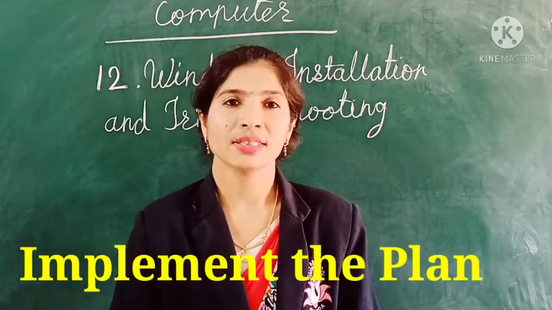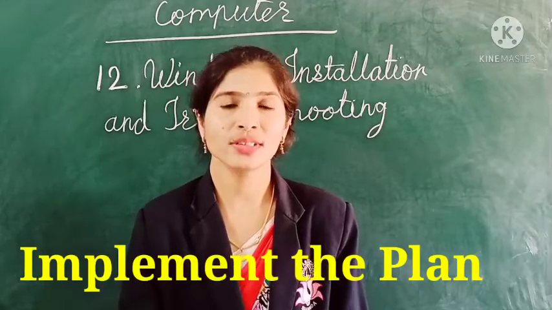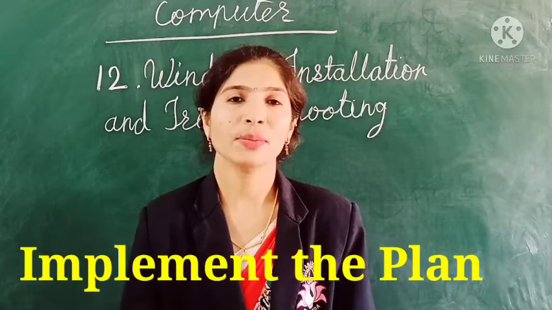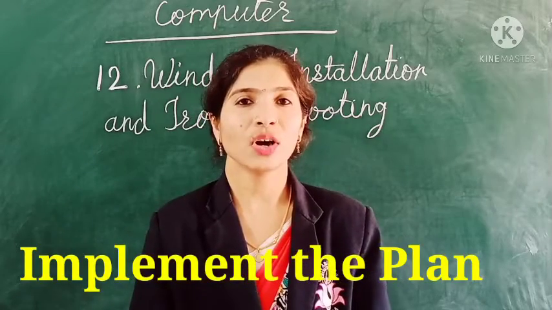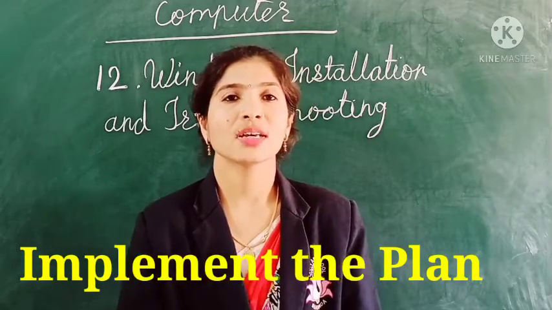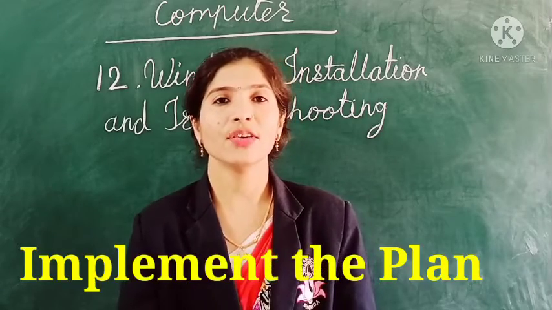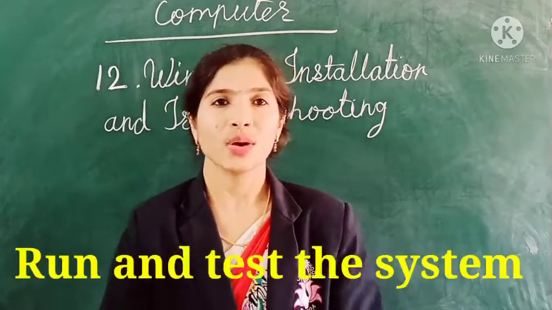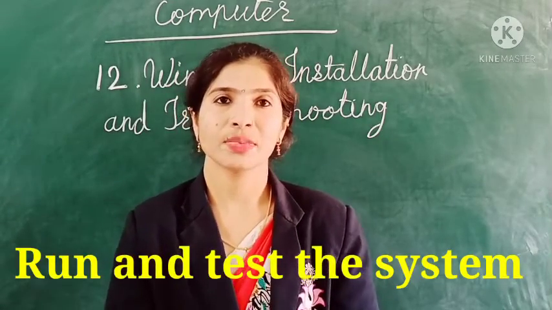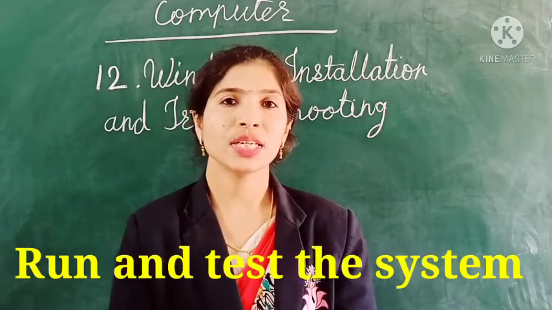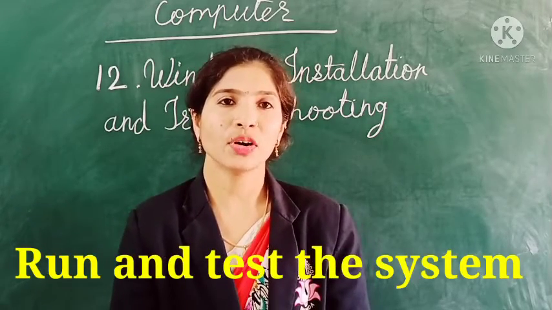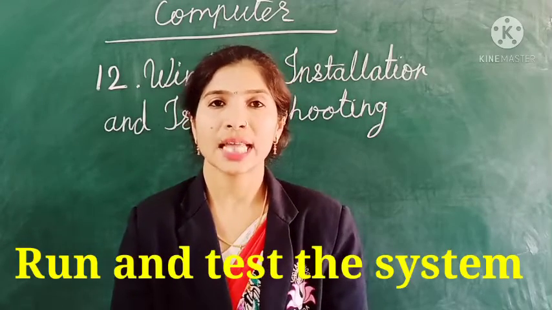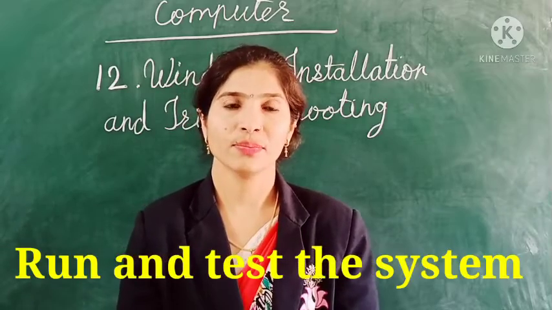Now, implement the plan. If you have decided to resolve the problem yourself, proceed with the implementation of the plan. For software or operating system troubleshooting, take a backup of your data if you are able to boot your system before fixing the problem. Now, run and test the system. The last step in troubleshooting is to operate the computer for hours and test it properly to make sure that the problem has been resolved.